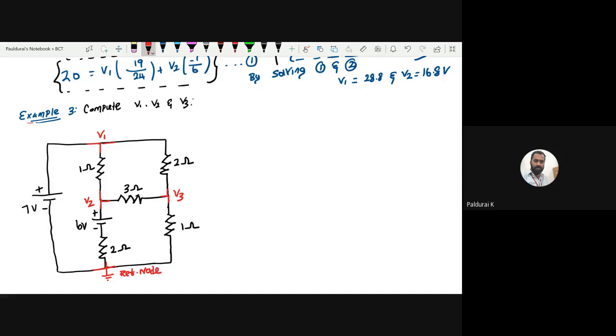Okay. So now what is V1? Any idea? By inspection method. Can you remember? By inspection. It is easy to say what is V1.